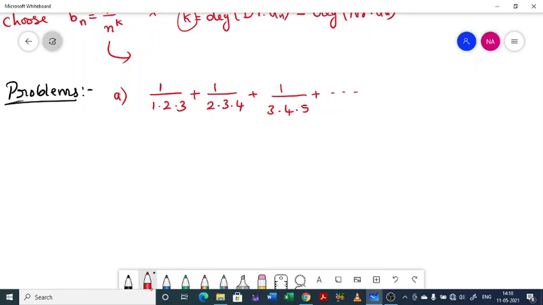See, generally they don't give you the nth term. You have to identify the nth term, then use comparison test. So if you look into this series here, the nth term is not given, so it is given 1 by 1 into 2 into 3 and plus 1 by 2 into 3 into 4 plus 1 by 3 into 4 into 5 and so on. Okay, solution.